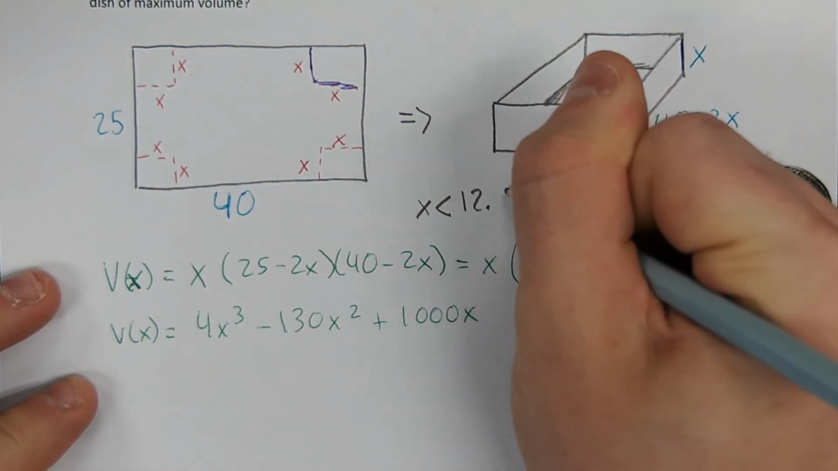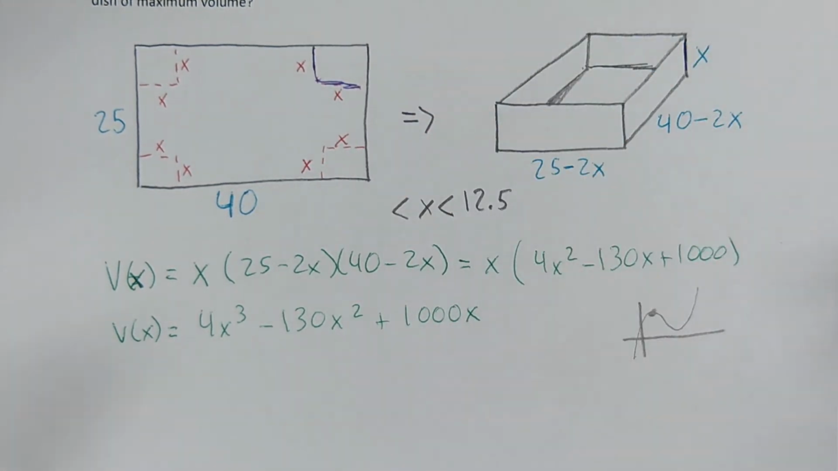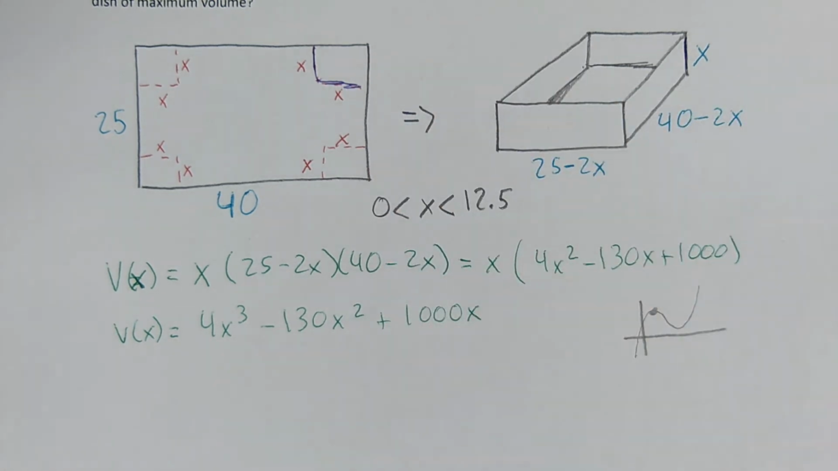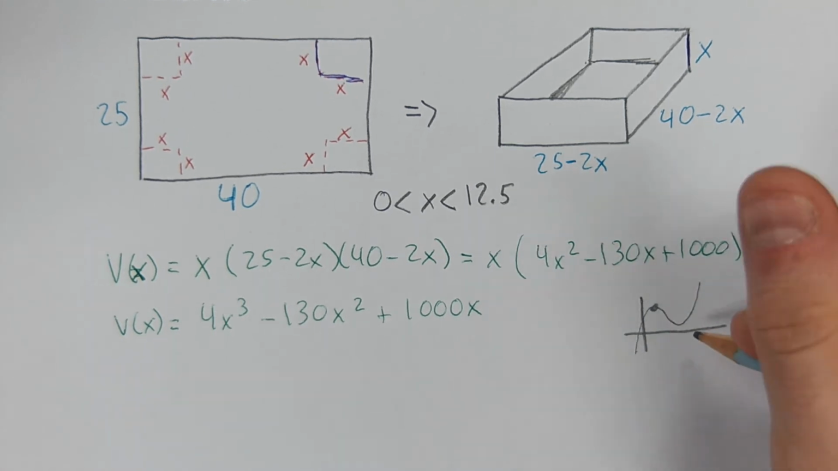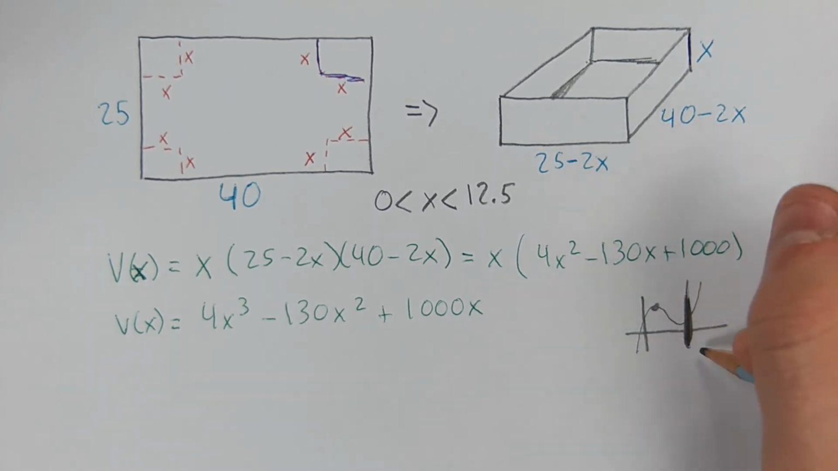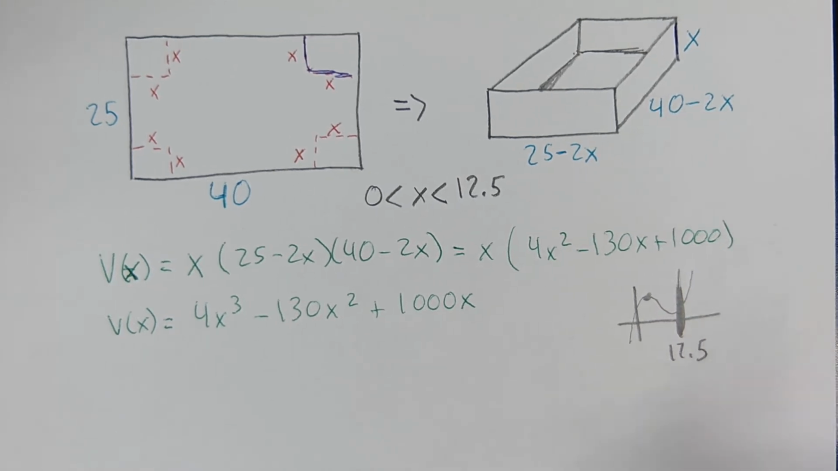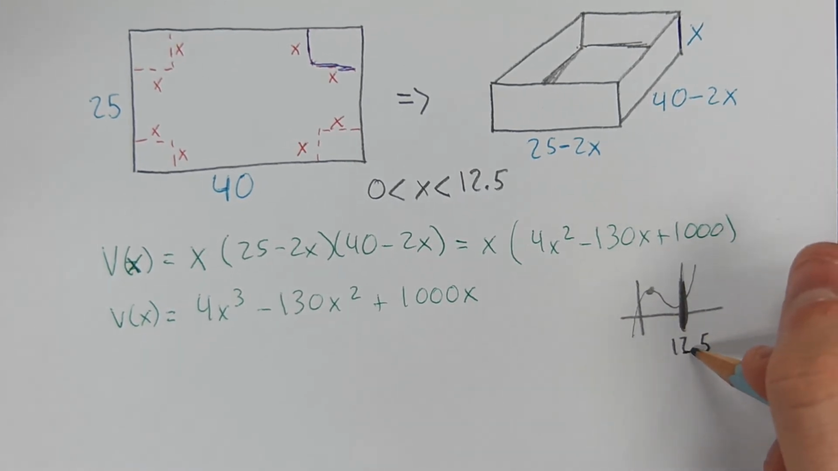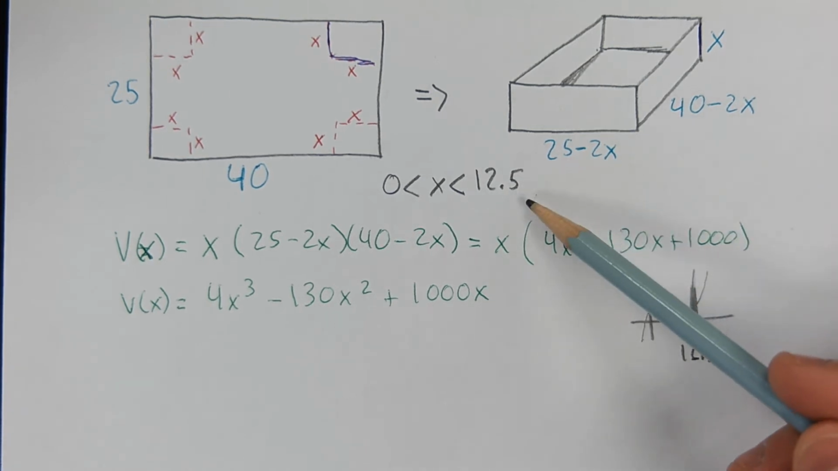And what would be the absolute smallest value that x could approach? 0. It can't equal 0 because if it equals 0, you can't fold this thing. So we actually have a restricted domain from 0 to 12 and a half, and I'm assuming that 12 and a half happens somewhere like right here. That looks like 17 and a half, 12 and a half, like that.